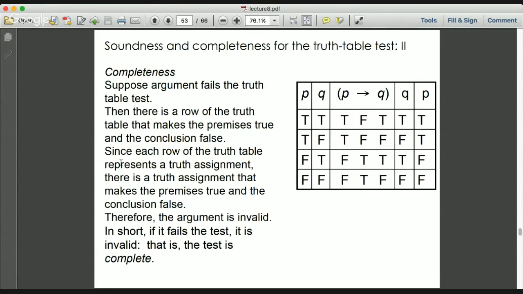So the truth table method gave us a result, and we know that there is a way of making it such that, it's not like I plucked this row from nowhere without any justification. There's a truth assignment that goes along with it. That's what this row is. So there is a way of making the premises true and the conclusion false.